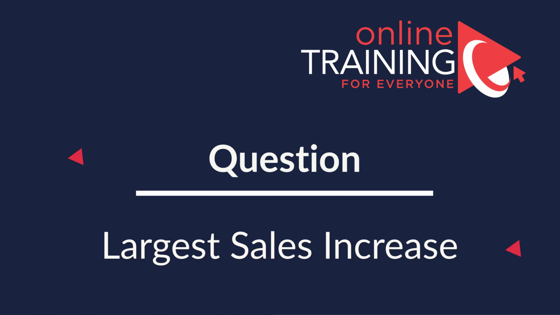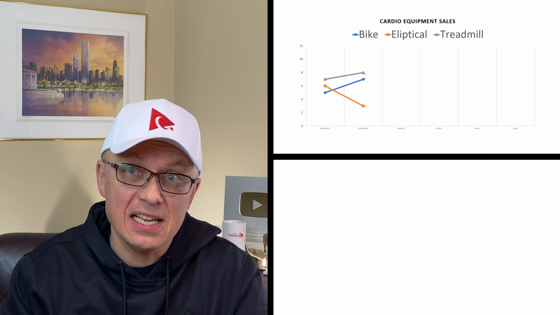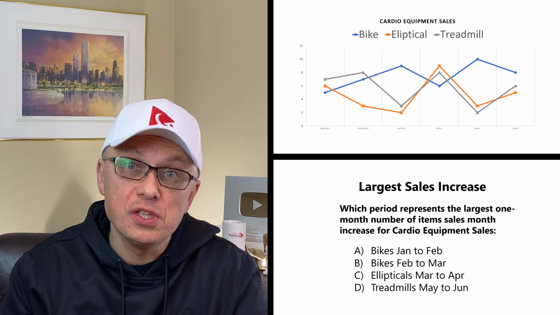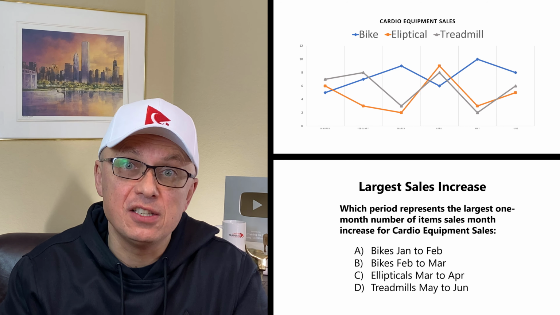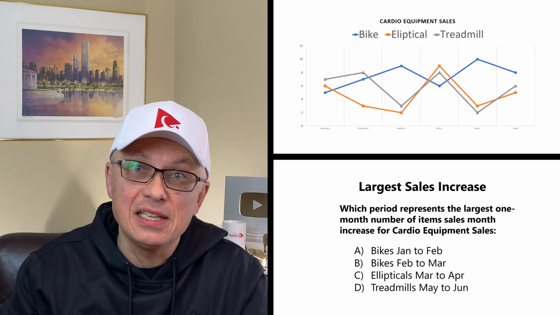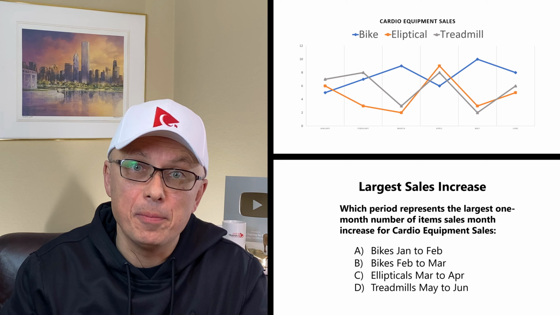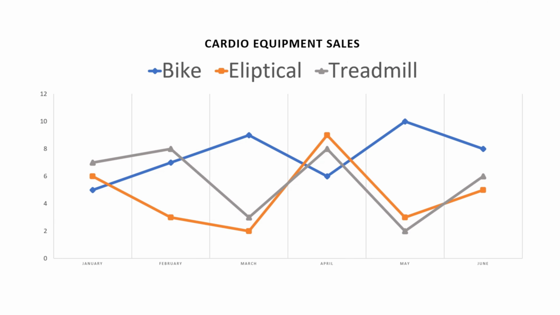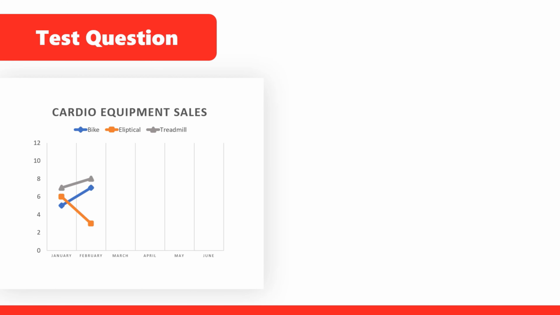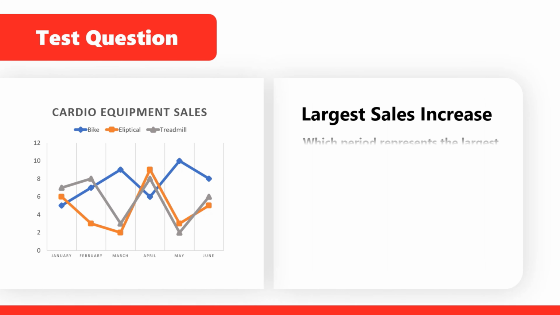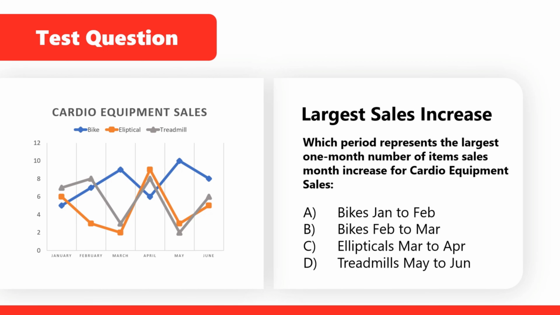A lot of times you might get a question which asks you to determine the sales increase. You're typically presented with a graph, which shows lines that represent different sales. In our case, we are presented with a chart that shows sales of cardio equipment from January to June: sales of bikes represented by the blue line, sales of ellipticals represented by the orange line, and sales of treadmills represented by the gray line. The question asks you to determine the largest sales increase. Specifically, you need to determine which period represents the largest one month's number of item sales increase for cardio equipment sales. You have 4 different choices.